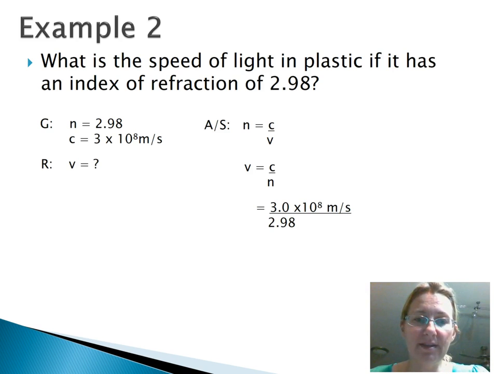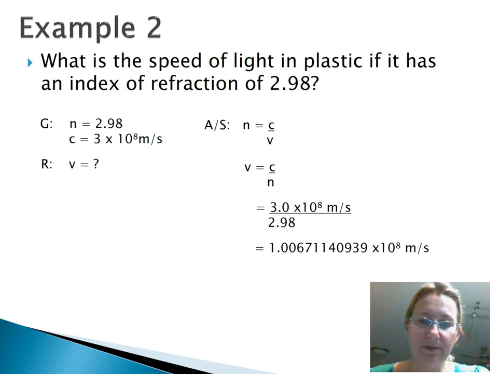We actually have to do the numbers, but don't worry, it's not as hard as it looks. We're still going to divide 3.0 divided by 2.98, and you should get 1.00671140939, depending on how many digits your calculator has. Now, notice I still have times 10 to the 8 meters per second. I actually just carried that down. I had nothing here to cancel it, so I just left it. Now, when we did this, we still got a number between 1 and 10, so I could leave my exponent as times 10 to the 8.